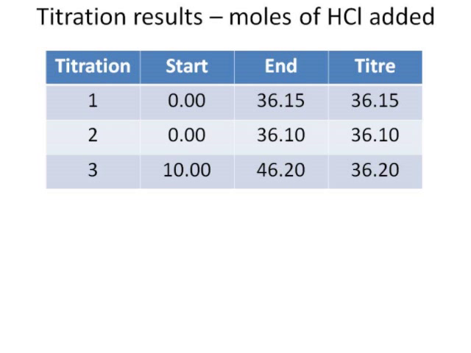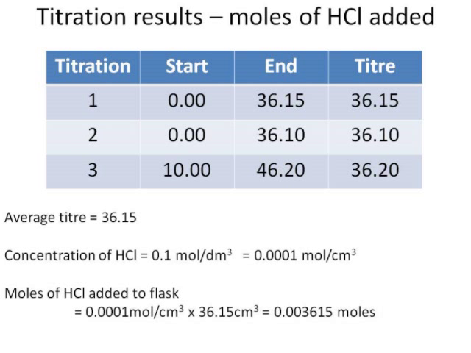So here's my set of results. I've got 3 very similar readings showing good reliability on the titration. The average titer here is 36.15, so I know that there are 0.0001 moles of hydrochloric acid in each centimetre cubed. So 36.15 times 0.0001 moles per centimetre cubed is 0.003615 moles added to the flask.